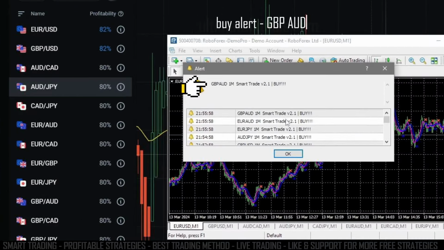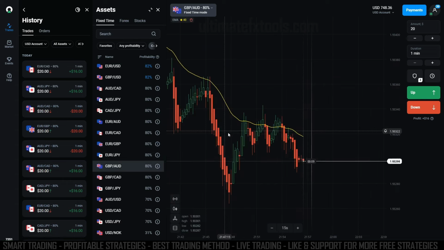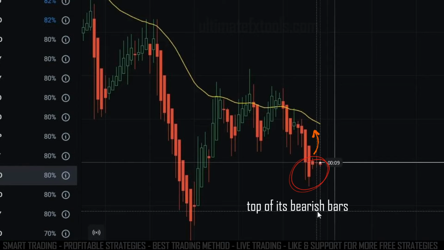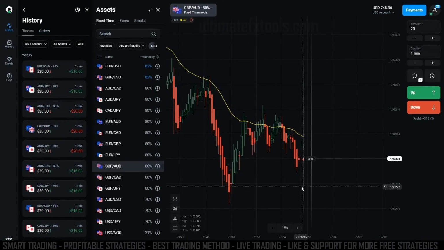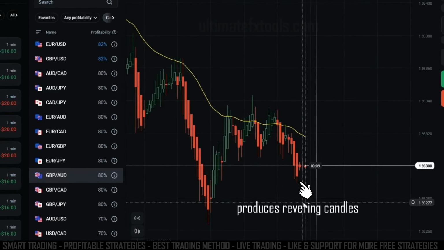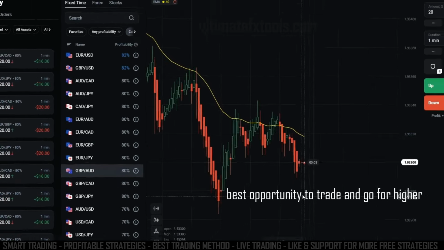We got a buy alert from our GBPAUD currency pair. Let's navigate the currency and check its market trend, as shown in our chart. Our EMA, or exponential moving average, is at the top of our bearish bars. Having this kind of situation, it is most likely to go uptrend. Since our Smart Trade has the potential to navigate reversals at a safe spot, this candle trend here produces reversal candles. And it's the best opportunity to trade and go for higher.